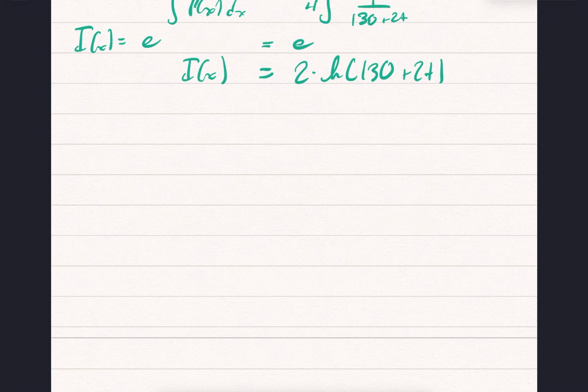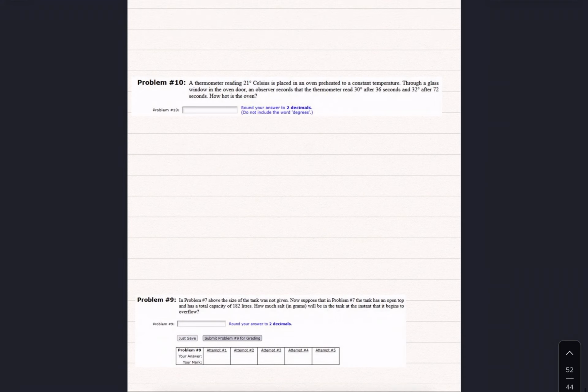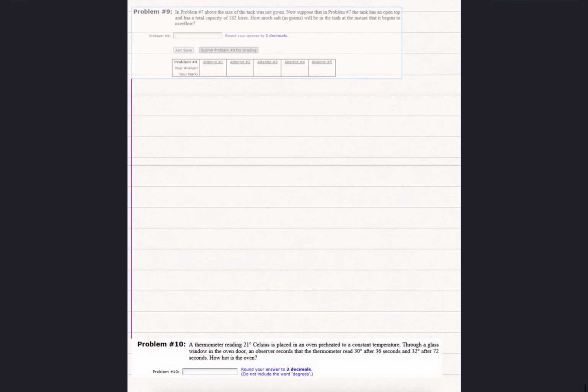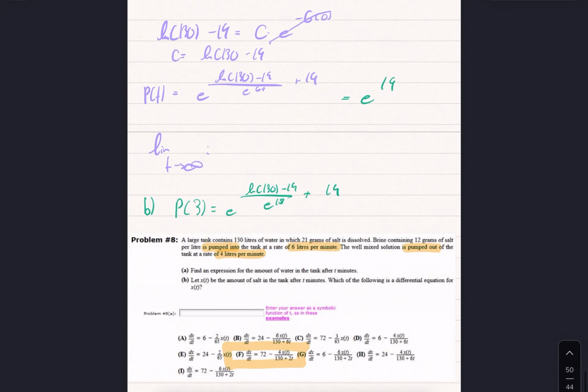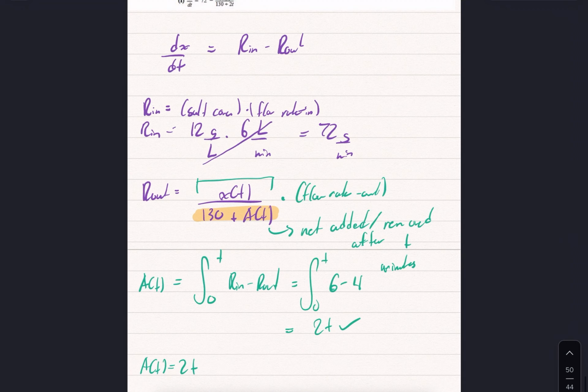And we are going to partially move on to question 9. It is related though, so we could think of this as a section C. But they're asking us, in problem 7, the size of the tank was not given. Now suppose it has an open top with a total capacity of 182 liters. How much salt? Okay. In question A, we determine an expression for the amount of water in the tank after t minutes, which is this.